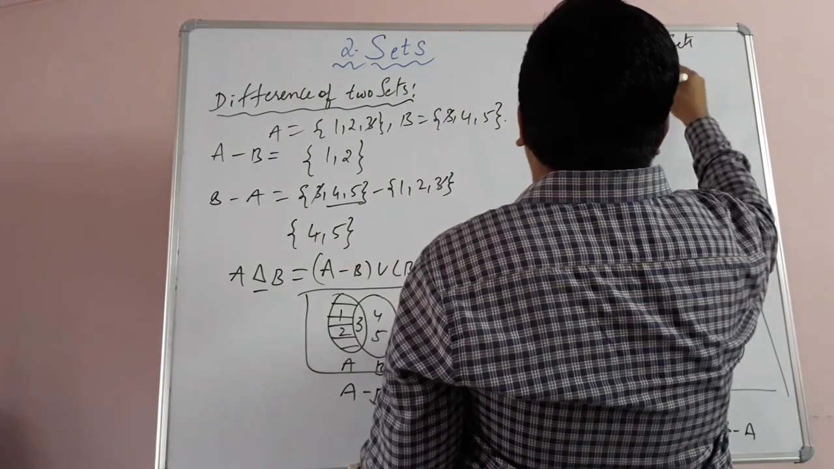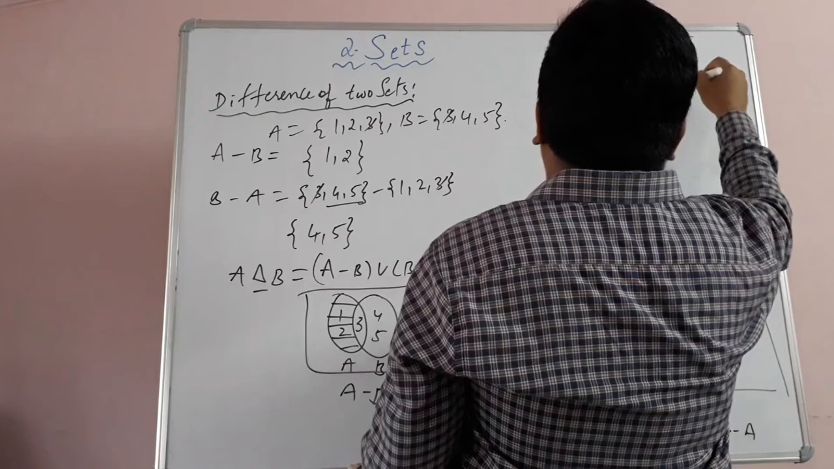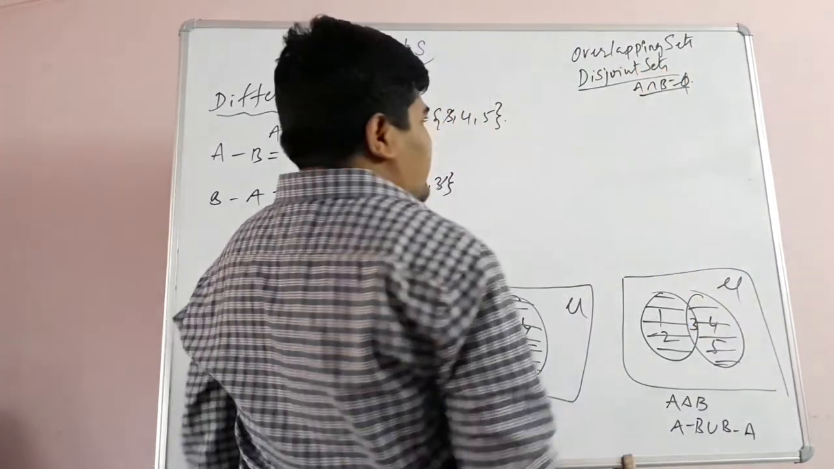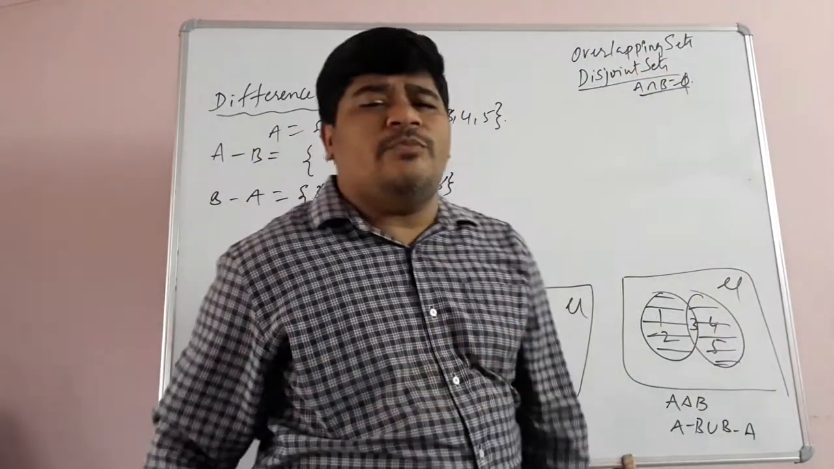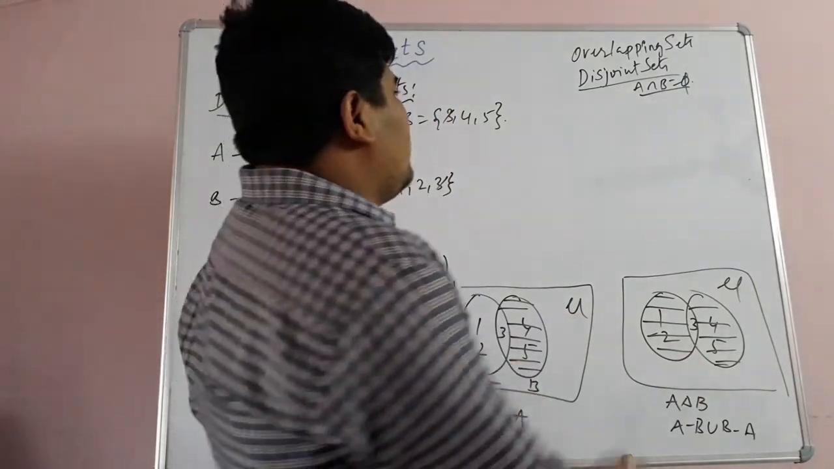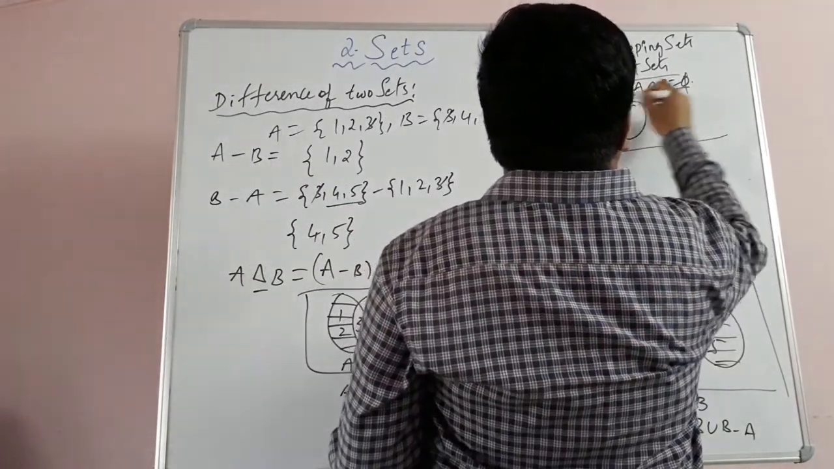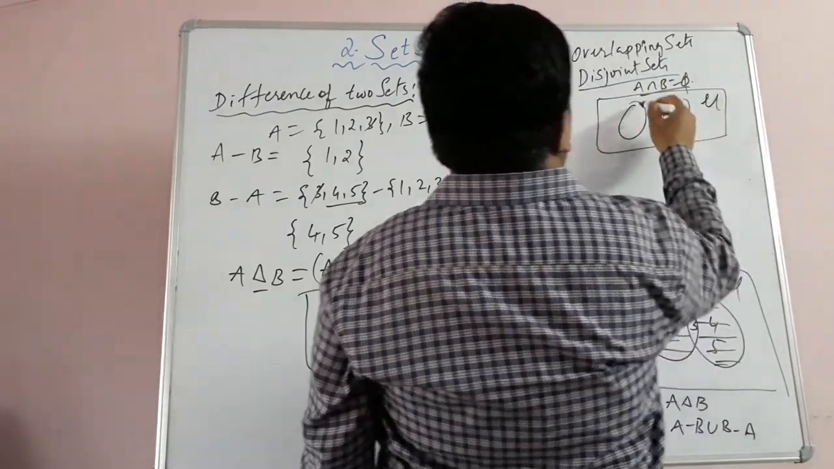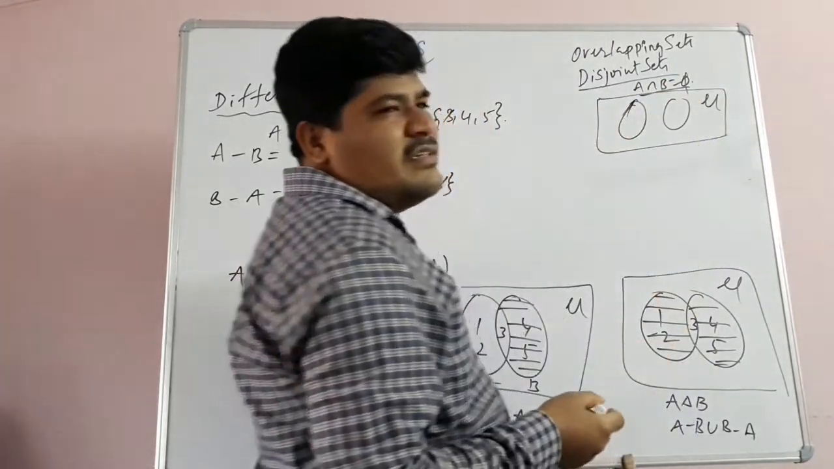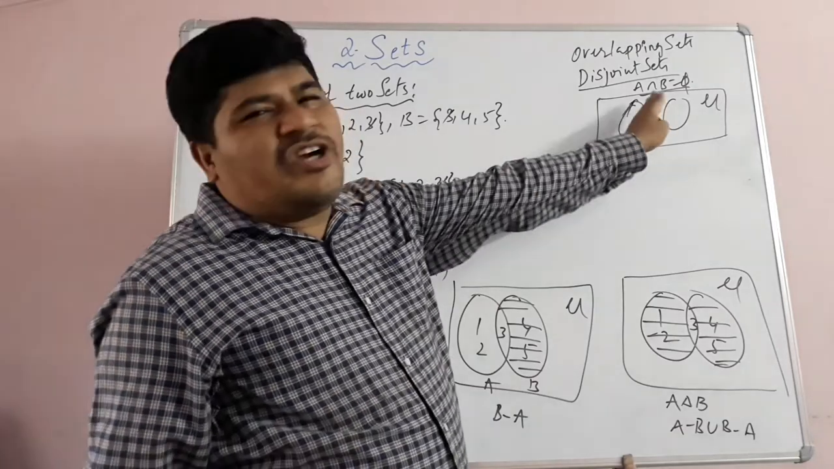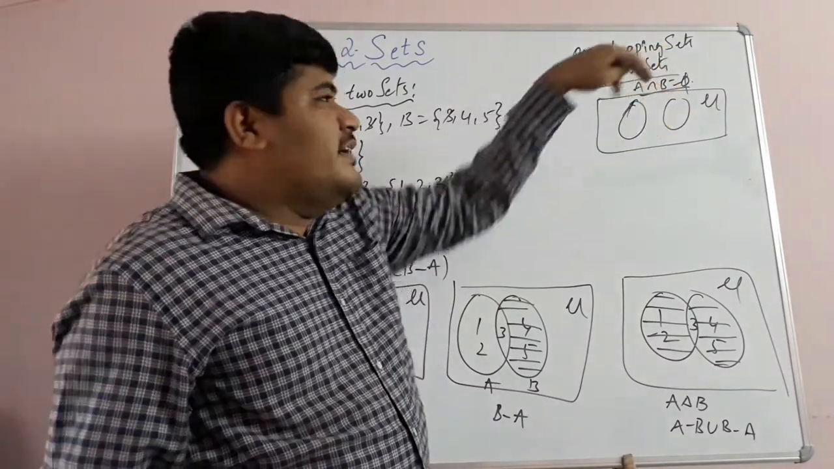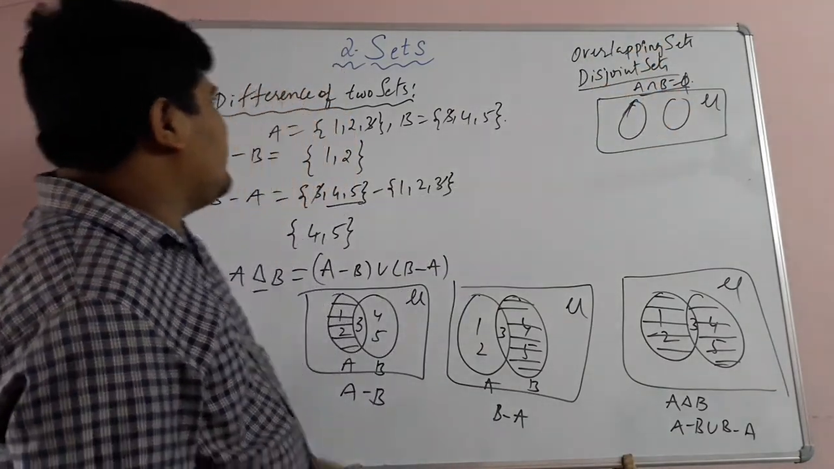It means A intersection B is equal to the null set. So these are said to be disjoint sets. Overlapping means at least one common element should be there. So how to express the disjoint sets? Common elements are not there, so they never overlap, children. Like this, separately we have to write the circles. So these are the disjoint sets.